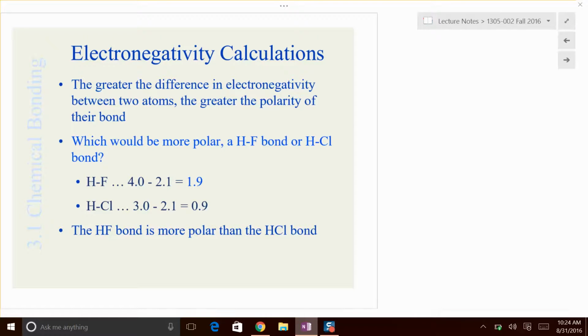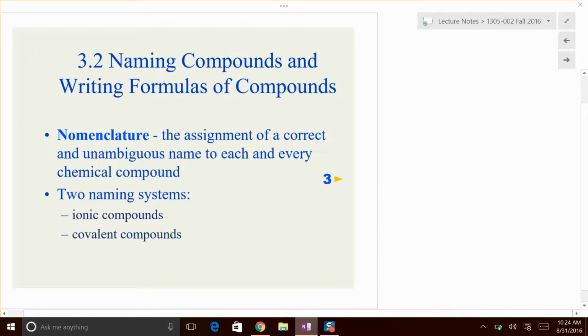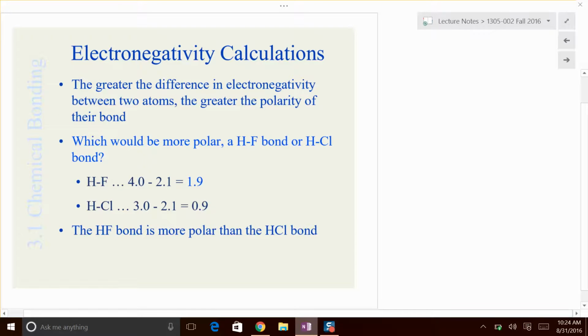The greater the difference in electronegativity between the two atoms, the greater the polarity of their bonds. Which would be more polar, HF or HCl? HF would be, because it's 1.9 versus 0.9 for HCl. They're both polar, but this one would be more polar. So that has to do with polarity. We're not going to do a whole lot with that, but that's just the idea behind it.